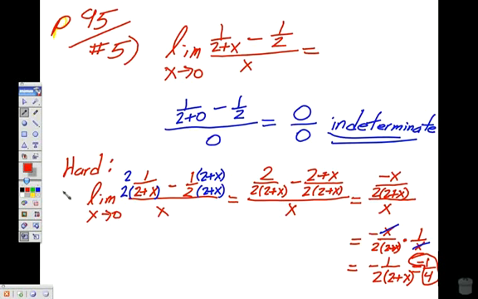Well, that was the hard way to do it. Let's do it the easy way. So let's pop up a new slide here. And I'm just going to rewrite the problem real fast. The limit as x approaches 0 of 1 over 2 plus x minus 1/2, all over x.